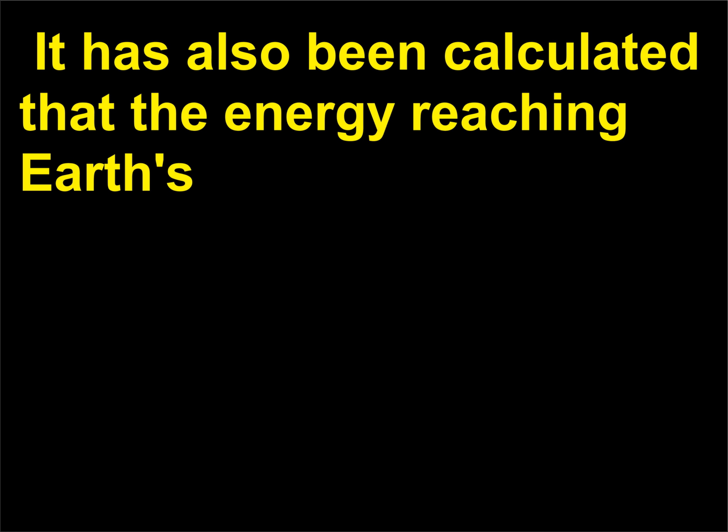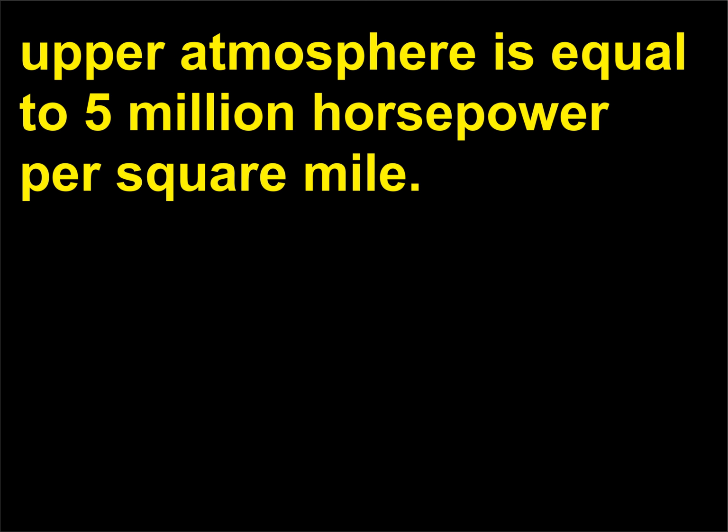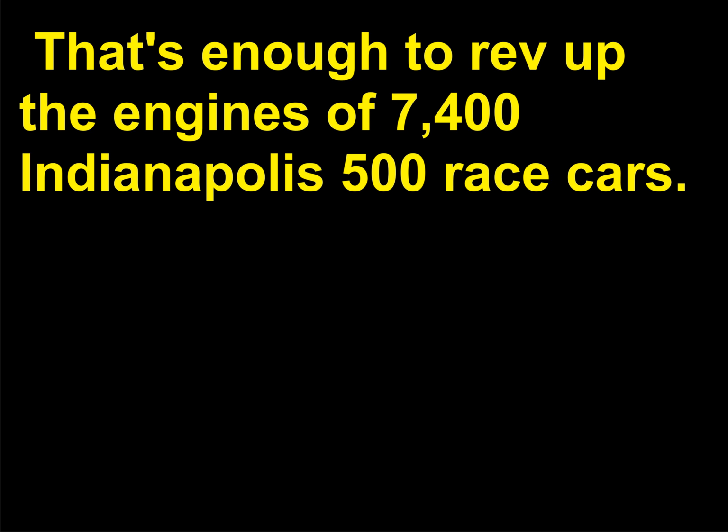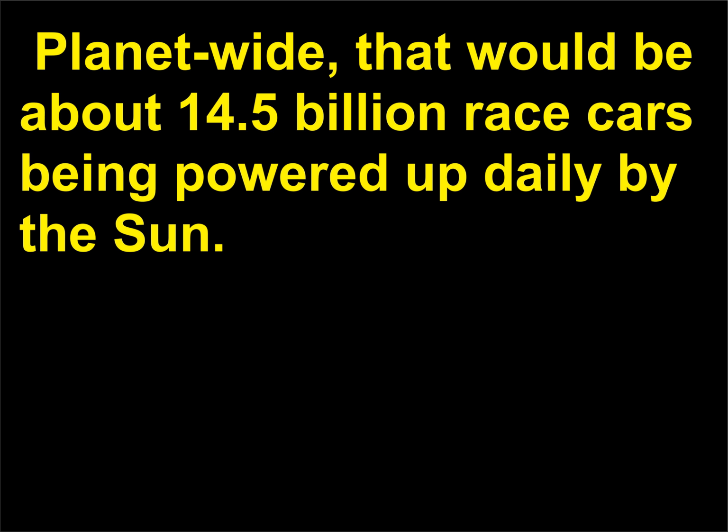It has also been calculated that the energy reaching Earth's upper atmosphere is equal to 5 million horsepower per square mile. That's enough to rev up the engines of 7,400 Indianapolis 500 race cars. Planet-wide, that would be about 14.5 billion race cars being powered up daily by the sun.